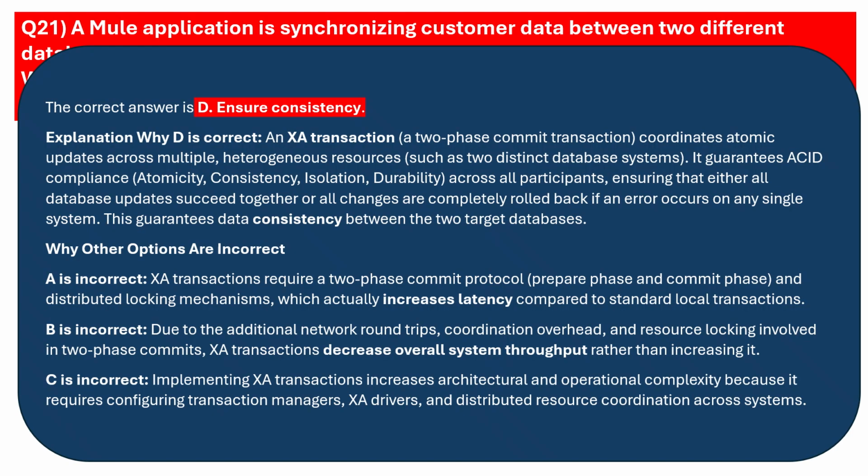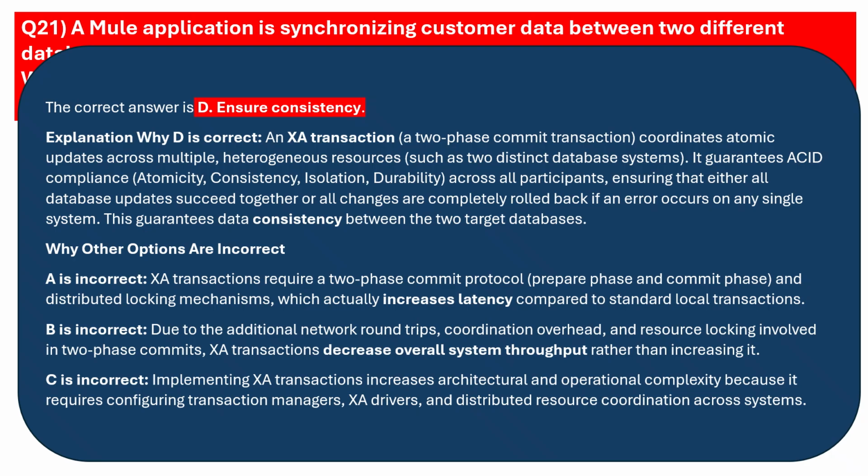The correct answer is D. Ensure consistency. Explanation why D is correct. An XA transaction, a two-phase commit transaction, coordinates atomic updates across multiple heterogeneous resources, such as two distinct database systems. It guarantees ACID compliance, atomicity, consistency, isolation, durability, across all participants, ensuring that either all database updates succeed together or all changes are completely rolled back if an error occurs on any single system. This guarantees data consistency between the two target databases.